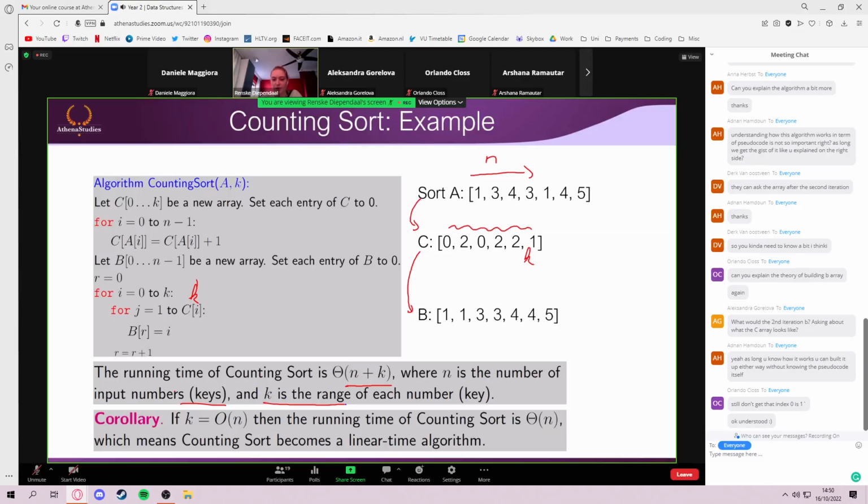And they say over here k is the range of each number, so k is just pretty much the highest number that you have. And then we have a corollary: if k is equal to O(n), then the running time of counting sort is going to be time complexity n as well. So then we have a linear time algorithm, which is really nice. All right, so n plus k, and remember if k is in O(n), then the time complexity of counting sort is going to be n.